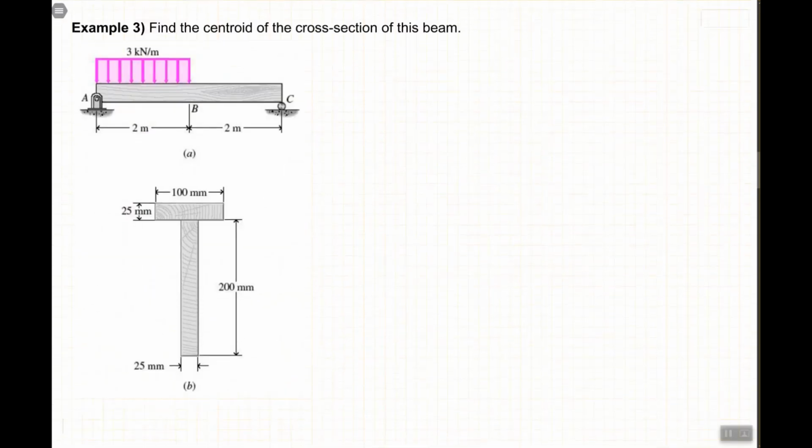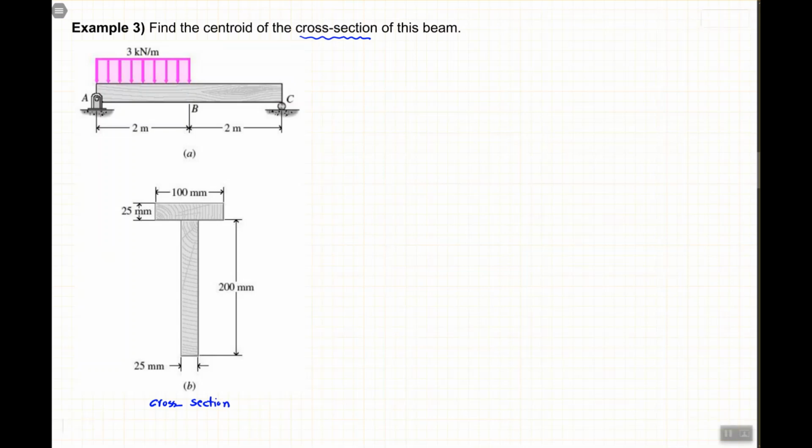Let's move to example 3. Let's see what it is. We have a beam. This beam is made out of two pieces of lumber, two pieces of wood, and this is basically the cross section that we can see here.